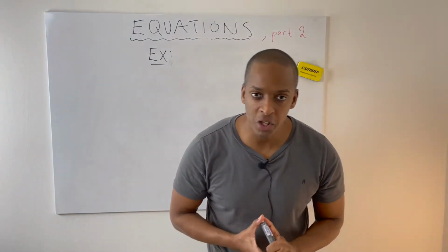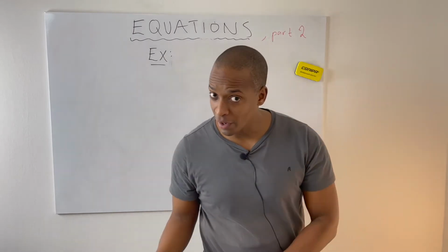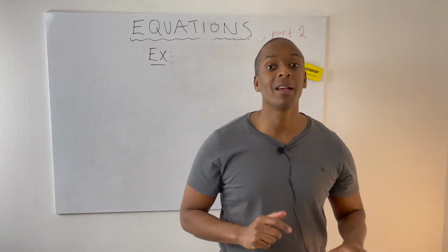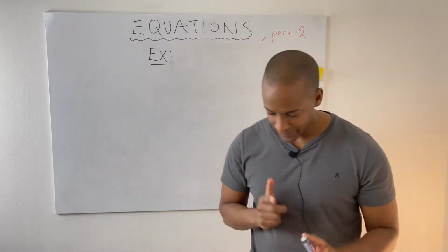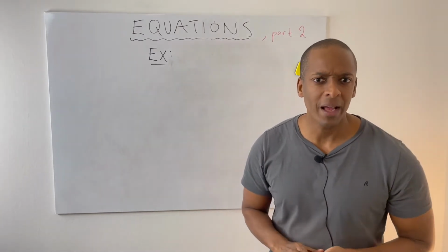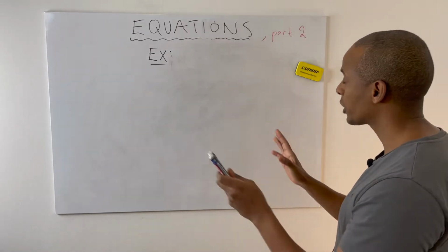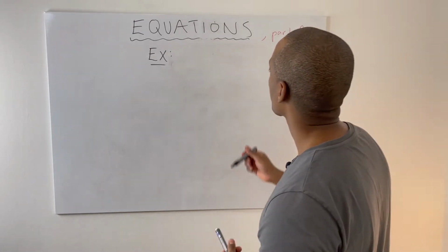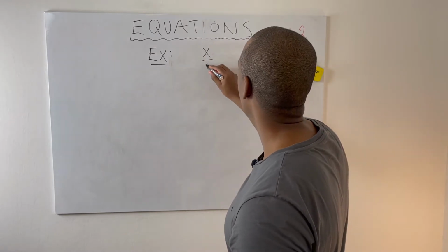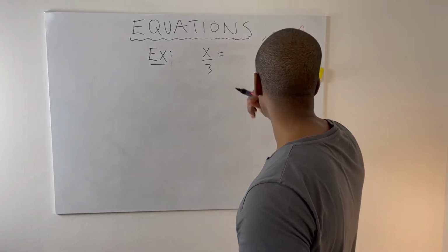Today is equation part 2. We already did part 1, now we're going to do part 2 and things are going to get trickier, right? It's going to get trickier, but we're just going to keep adding to it. We're going to keep working on this, okay? So guys, the first equation of today is x divided by 3 is equal to 2.